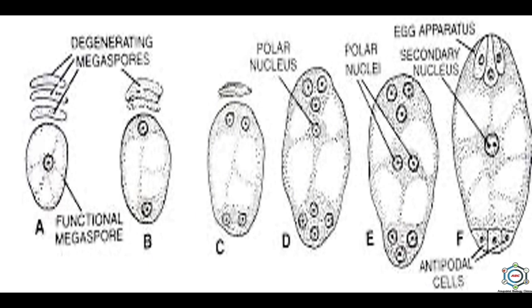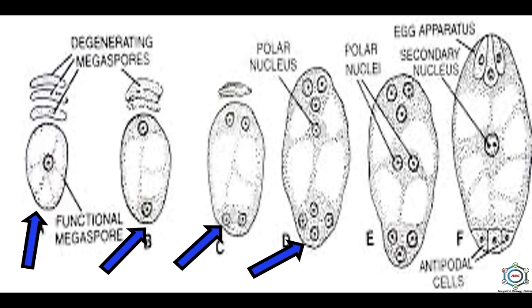Now this functional haploid megaspore enlarges in size and by means of 3 successive mitotic divisions gives rise to an 8 nucleate embryo sac, which you can see in the last picture, that is the 8 nucleate stage. In the first mitotic division it forms 2 nuclei which move to the poles of the embryo sac, then it divides to form 2, then 4, that means the 8 nucleate stage, 4 on both ends.